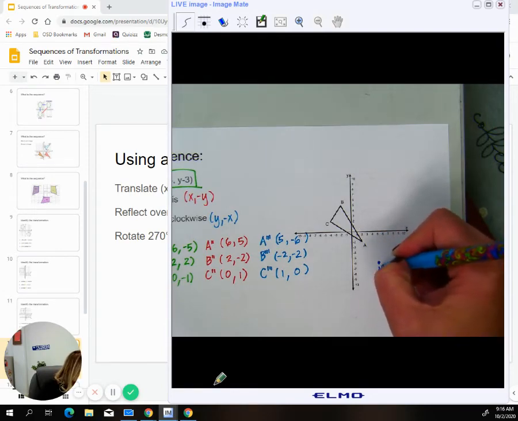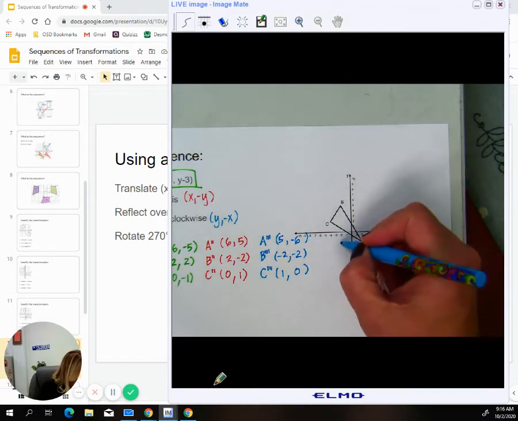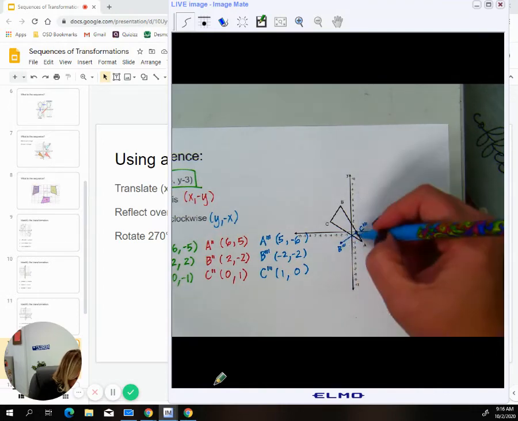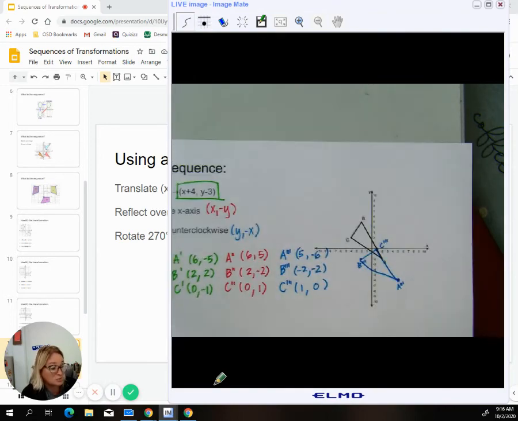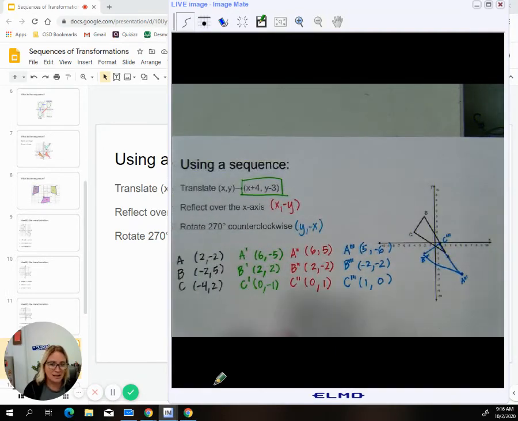This is A. Negative 2, negative 2. And 1, 0. And this blue triangle, even though my line's not super straight, this blue triangle is the image for this sequence that we just went through. So you can see how important it is to write down each step, write down each rule, and not leave any extra area for making mistakes.